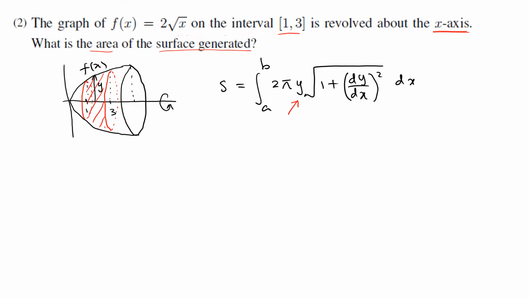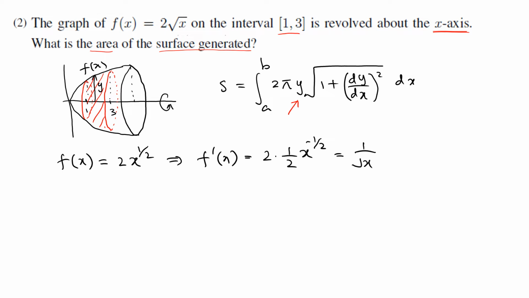Okay, so let's see all the work now. We're going to start with the function f(x) equal to the square root of x. So that means x to the 1/2. If you take the derivative, f prime of x or dy/dx, which is 1/2 x to the negative 1/2. If you simplify, you get 1 over the square root of x.